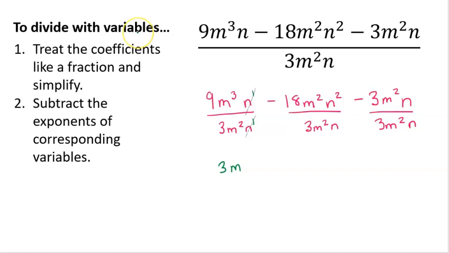Then we've got a negative 18 divided by 3. That gives us negative 6. 2 minus 2, that's going to go away. And then we have a 2 minus 1, and that's going to leave us with 1. And then we've got negative 3 divided by 3. That gives us negative 1. And then 2 minus 2. And then 1 minus 1. And so that's just going to be minus 1 on that one. And then we're going to check to see that it's in standard form. We have m, n, and then a constant. And so we're good to go on that one.